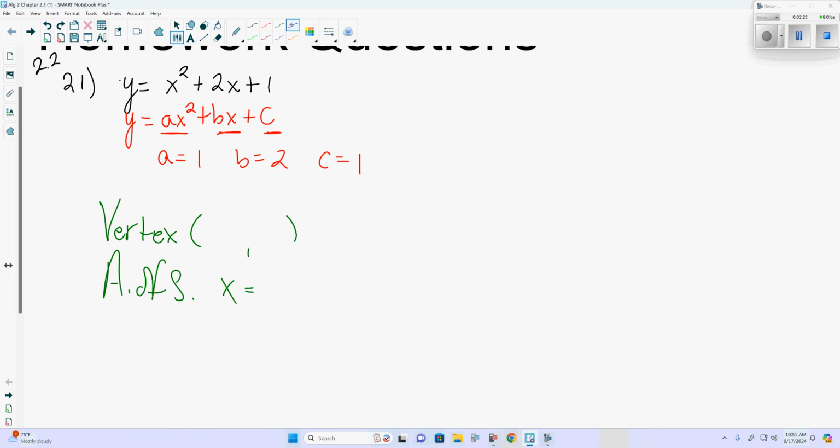Now, vertex. The x value is negative b over 2a. So negative b, so negative 2 over 2 times 1. Now again, at this point, we can type that whole thing exactly as it is in the calculator and let it do it for us. If we do it by hand, the top, negative 2 is just negative 2. 2 times 1 is 2. Negative 2 divided by 2 is negative 1. So the x value of the vertex is negative 1. The axis of symmetry, x is equal to negative 1.